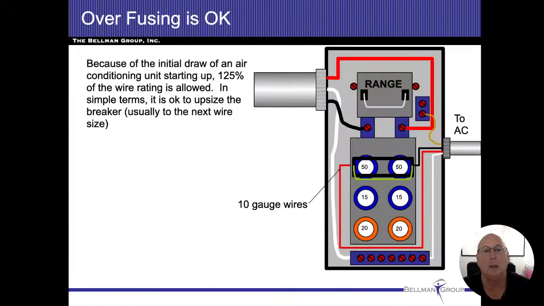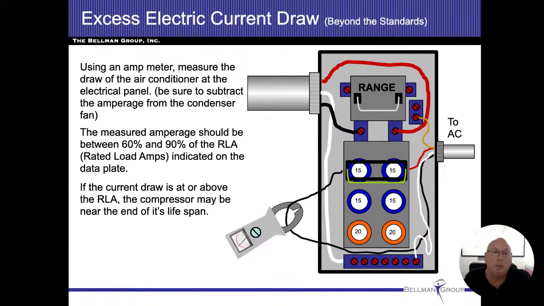So if you're going to go a little bit overboard, and I like to do this, we put amp meters on the power lines that come through there when the air conditioner is running, and it should be somewhere between 60 and 90% of whatever the total of the RLA is, or the rated load amps. Now for me, I know this is wrong, but it's just a nice, easy way for me to remember it.